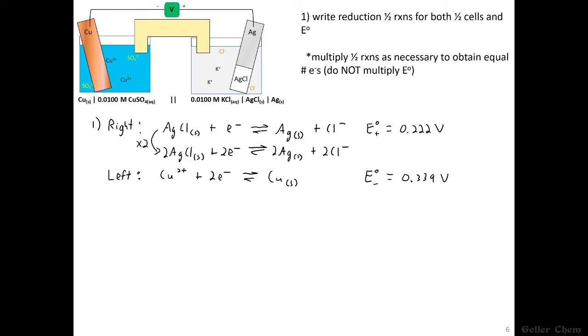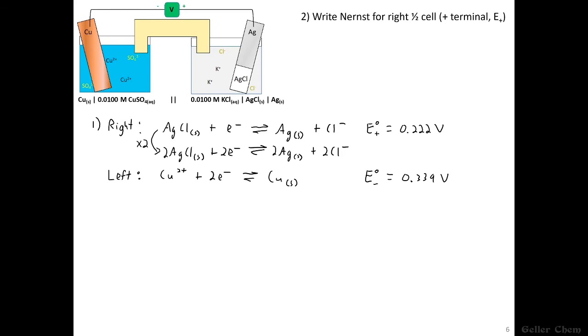Another question to ask yourself, which of these electrodes is the cathode if we were at standard state? And you should be able to figure that out rather quickly. It's the copper electrode hooked up to the negative terminal. More positive voltage. But we're not at standard state, so let's see if that's still actually the cathode.